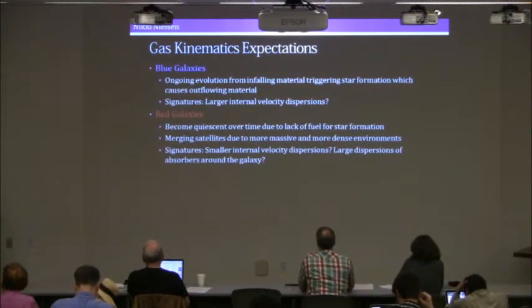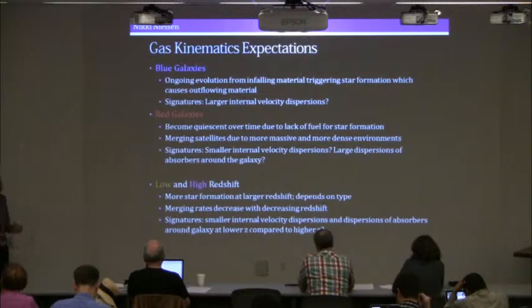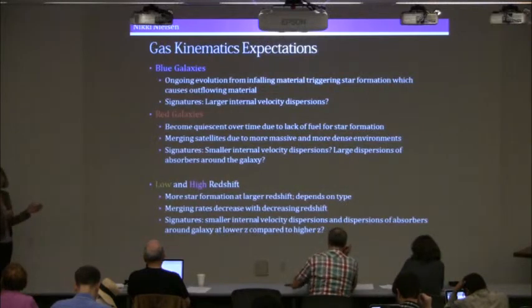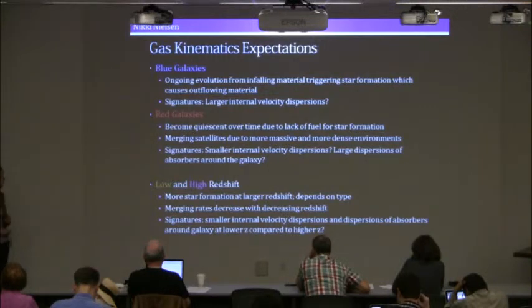We also know that red galaxies tend to be located in more dense and more massive environments, so perhaps there are a lot of satellites surrounding these galaxies. So maybe we'll see smaller internal absorber velocity dispersions, but then when you're looking at the velocity dispersion of gas going around the galaxy, you'll see large dispersions due to these satellites. Finally, we also split the sample by redshift to see if there's any redshift evolution, because we know star formation peaks at a redshift of 2 to 3, and I'm focusing at less than 1. And the merging rates decrease with decreasing redshift. So perhaps we'll see smaller dispersions at lower redshift compared to higher redshift.